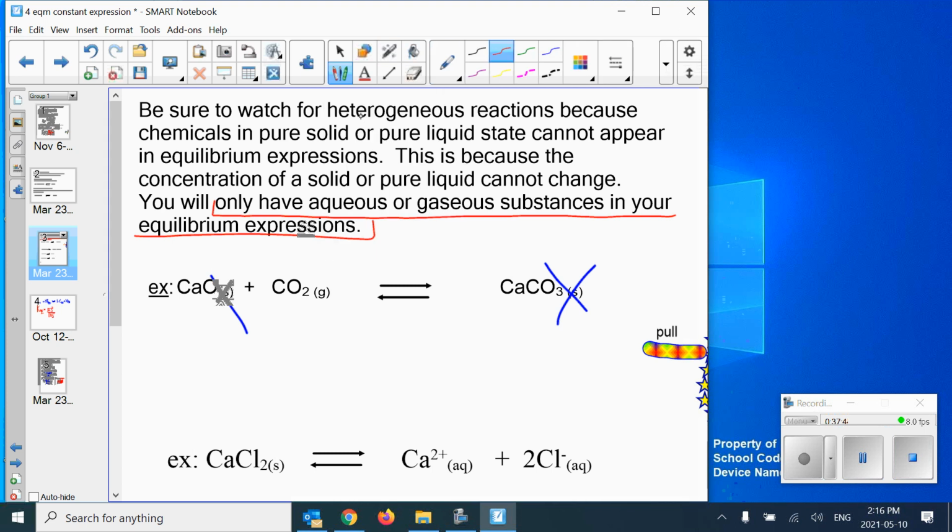So what is this expression going to look like? There's just one thing in it. KEQ equals products over reactants. Well, we can't have the product in here, so to hold the place, we just say 1 over. And then CaO is not in it, it's a solid, but CO2 is. That's it. It's the only thing that I do.